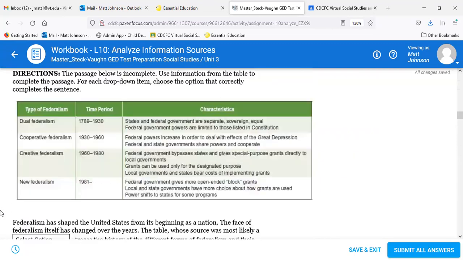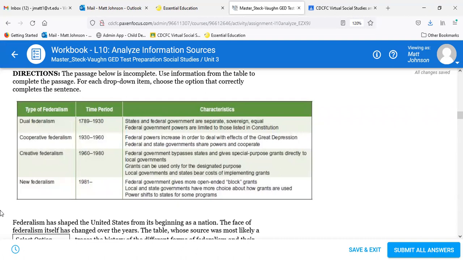And we're going to have our drop down boxes for the next one here. We got some information in a table. So let's look at our table here. We have 3 columns. So we have type of federalism. So we're going to be talking about that idea of a larger federal government. The time period. So we have 4 entries here, going from 1789 up to 1981, or basically the present, right? It's 1981 dash, so it's talking about up to the present. And then characteristics under each. So the changing idea of federalism over time, or changing characteristics within the idea of federalism.